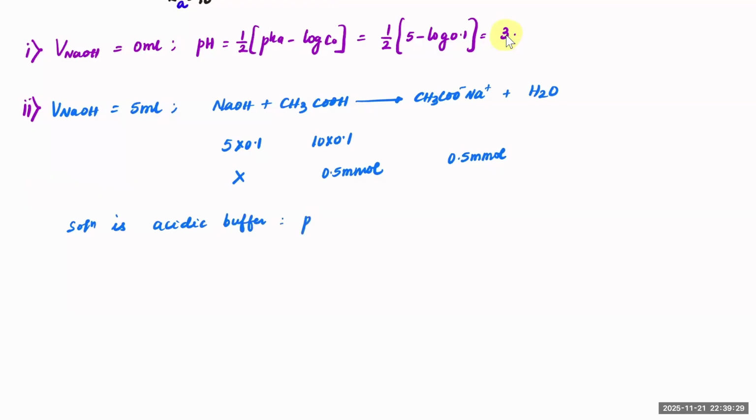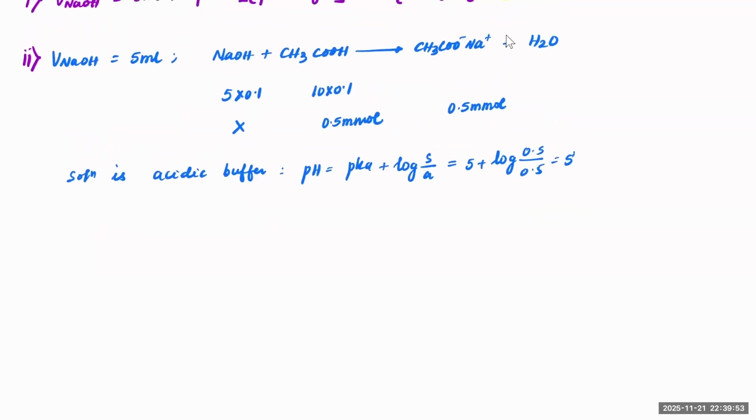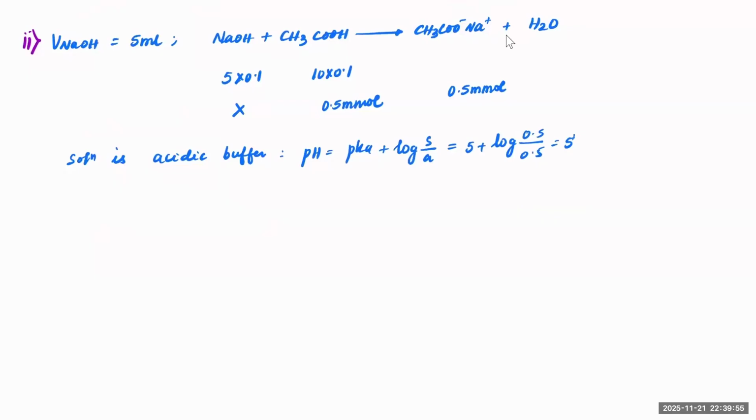For an acidic buffer, how do we calculate the pH? pH is equal to pKa value plus log of salt by acid concentration. pKa is 5 plus log of salt 0.5, acid 0.5. So this is the best buffer form. This is the pH where the buffer acts as the best buffer. This is case 2.